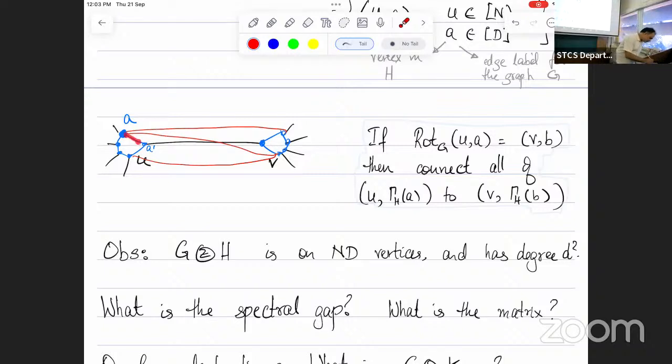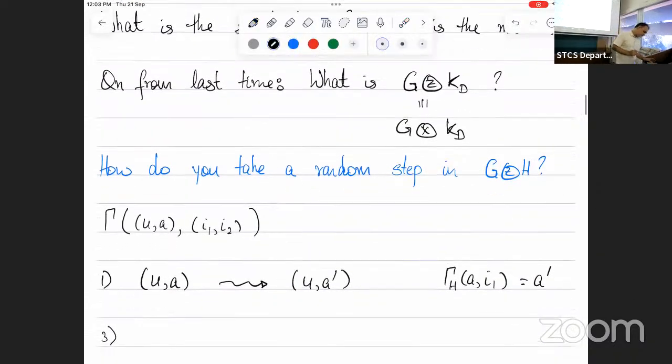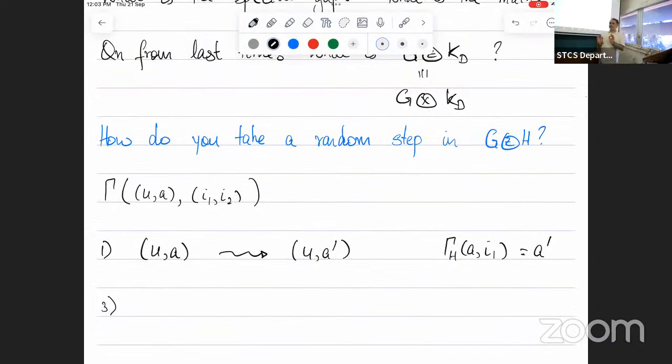So I went to A prime, mentally imagined going to A prime, took the only G edge I could take at this point, reached here, and now I have again 2 choices. So I choose one of the 2 choices. So I have D choices for the first thing and D choices for the second. And that's what I'm trying to write this as. The first thing I do is mentally imagine taking that intra-cloud step.